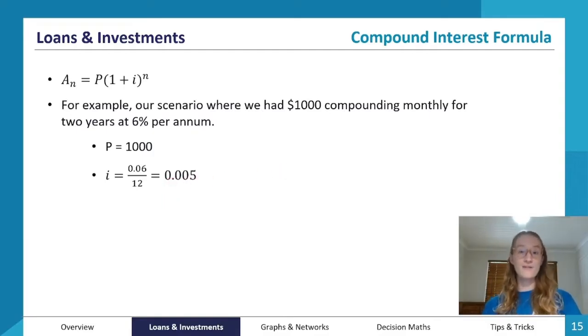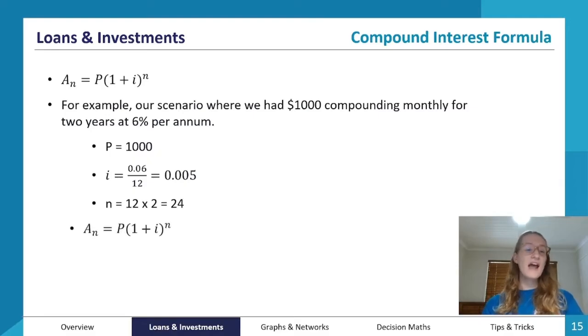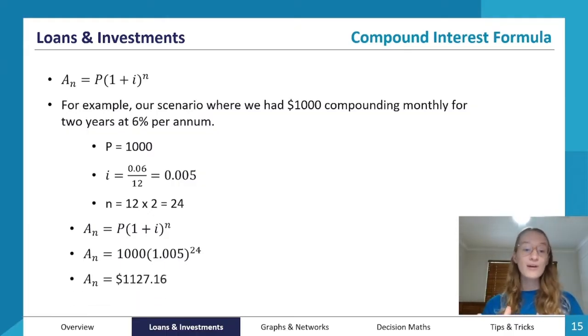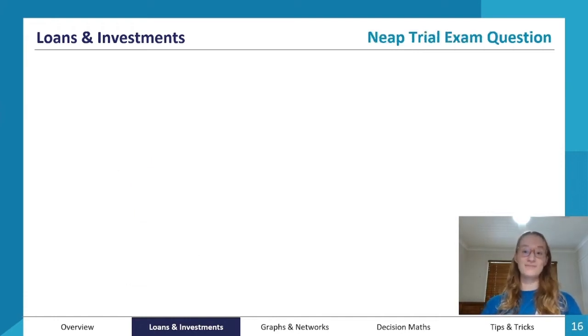R was 1.005 in our previous question. And then, like I said, N is going to be 24 because it's compounding monthly over 2 years. And then we can substitute into our formula. So we've substituted in the value for P, the value for I, and the value for N. And then all we need to do is put that in our calculator and solve for it. And we can see that we actually got the same answer we got when we used recursion. This was just a much quicker process than having to apply the same rule 24 times over. Whereas here, we only had to fill in the one formula. So that is the beauty of the compound interest formula.